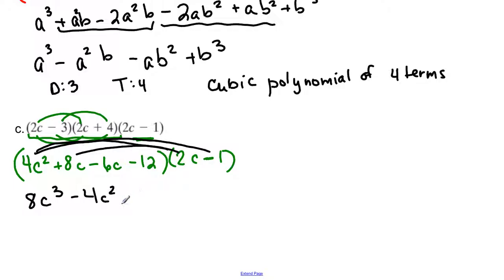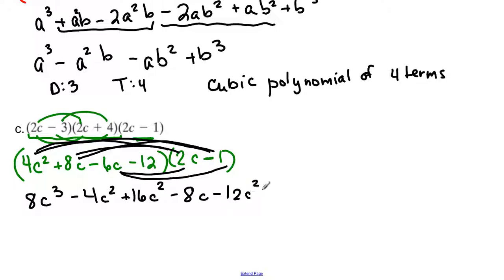8c times 2c is 16c squared. 8c times negative 1 is negative 8c. Negative 6c times 2c is negative 12c squared. Negative 6c times negative 1 is positive 6c. Negative 12 times 2c is negative 24c. And negative 12 times negative 1 is positive 12. Okay, so now we need to combine like terms.